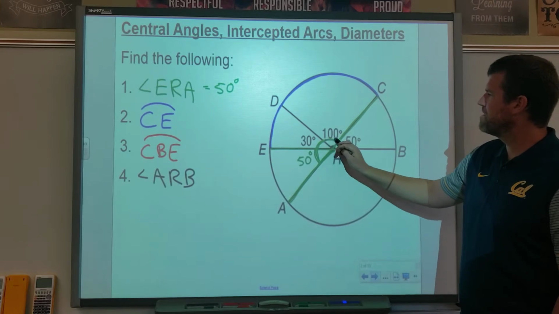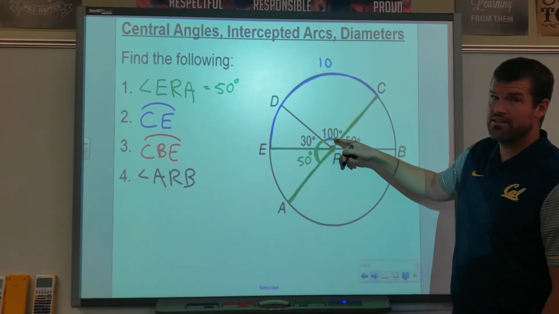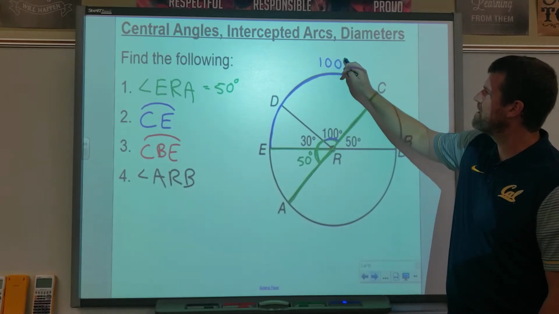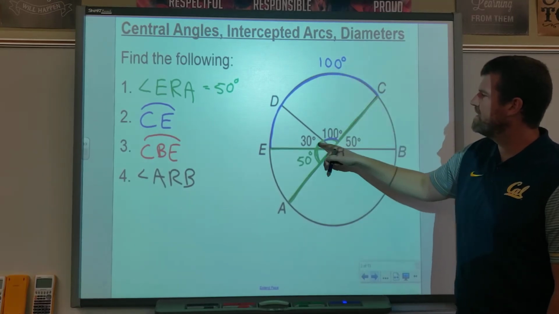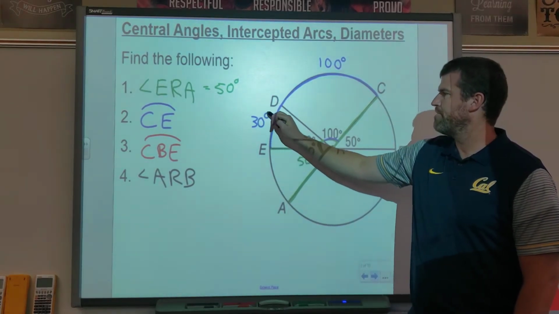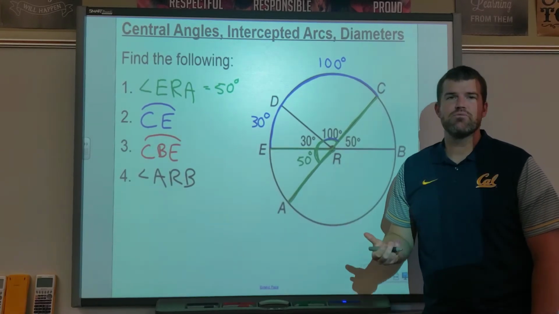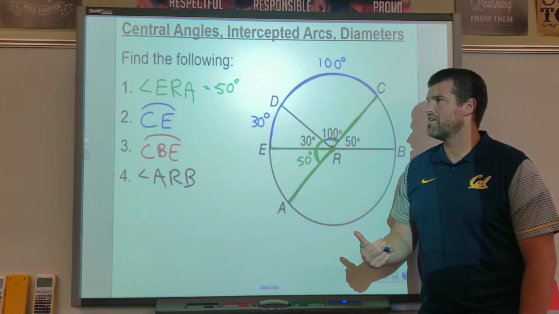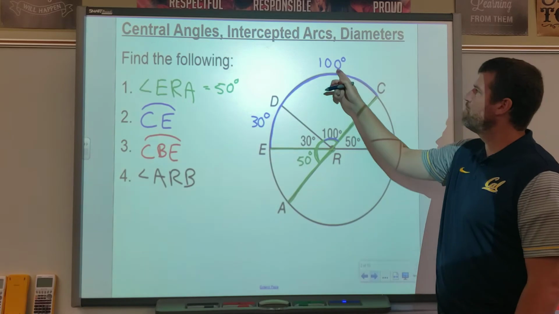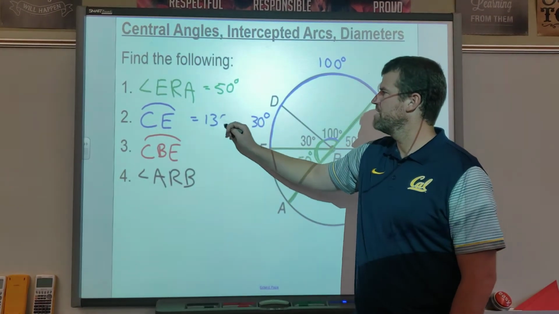And I know that the measure of the arcs will be the same as the measure of the central angles. So if this angle is 100, that means that this arc right here is 100. And if this angle is 30, that means that this arc is 30. So if one of them is 100 and the other one is 30, we know that the measure of the entire arc CE is 100 plus 30, or 130 degrees.